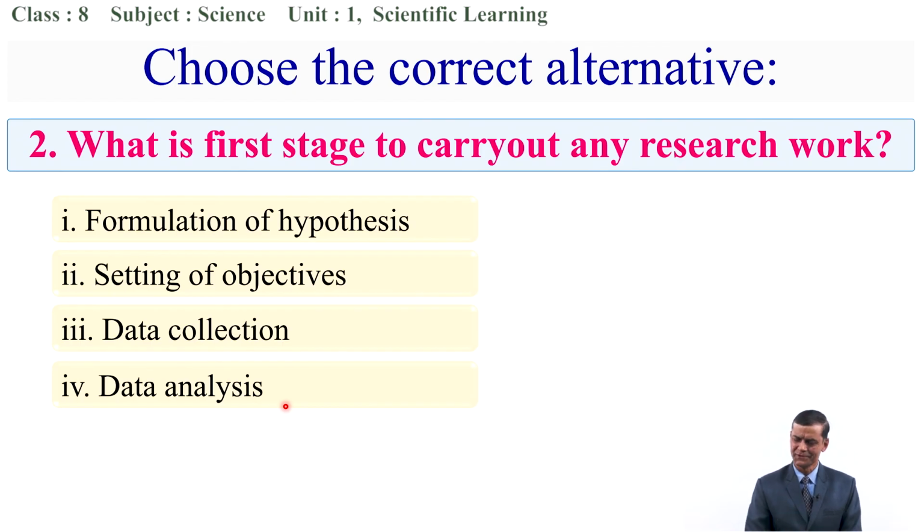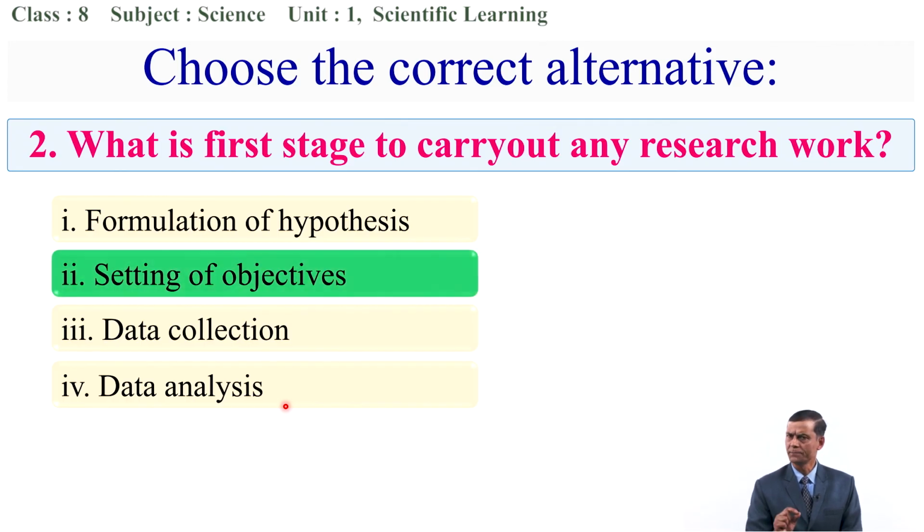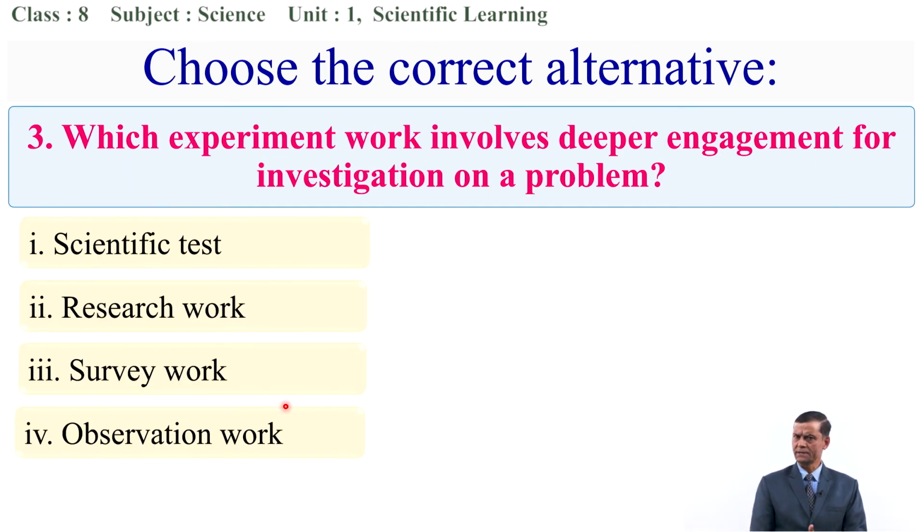Yes, sure. You have found the correct answer. Let's check it. Setting of objectives is the correct answer, which is the first step of scientific research work. Now, let's discuss on question number 3. Question number 3 is like this.